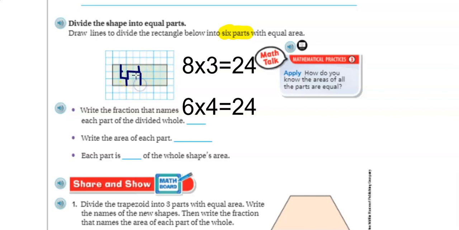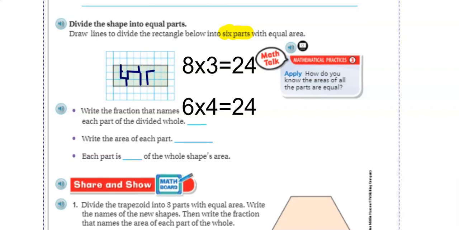I've got 4. 1, 2, 3, 4. 1, 2, 3. I've got 3. I know I have to have 6. So I could do my boot again. So I could go up. I could go over. And I could go up if it would let me. Oops.